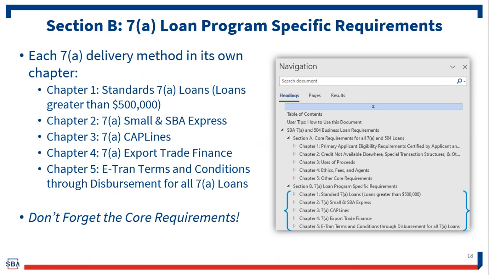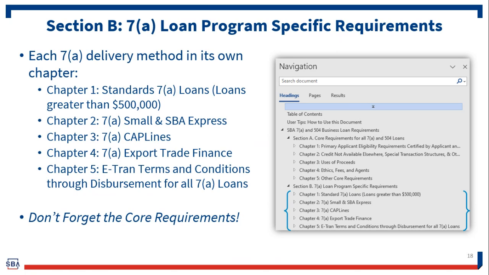Section B contains the 7A loan program specific requirements. Each 7A delivery method has its own chapter that takes the user from eligibility through application submission. The 7A delivery methods are standard 7A loans. Those are loans greater than $500,000. 7A small and SBA express loans. Those are 7A loans that are $500,000 or less.